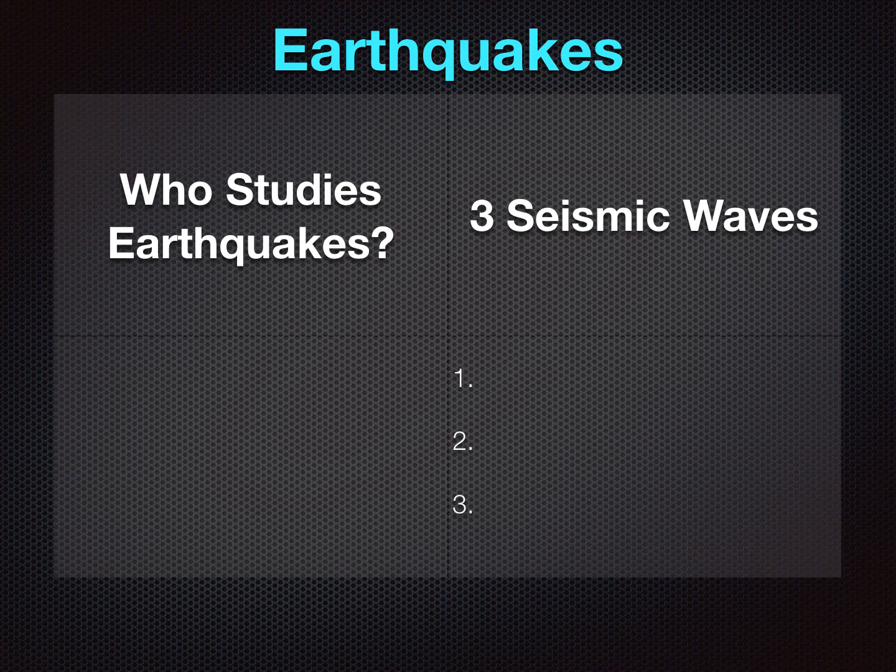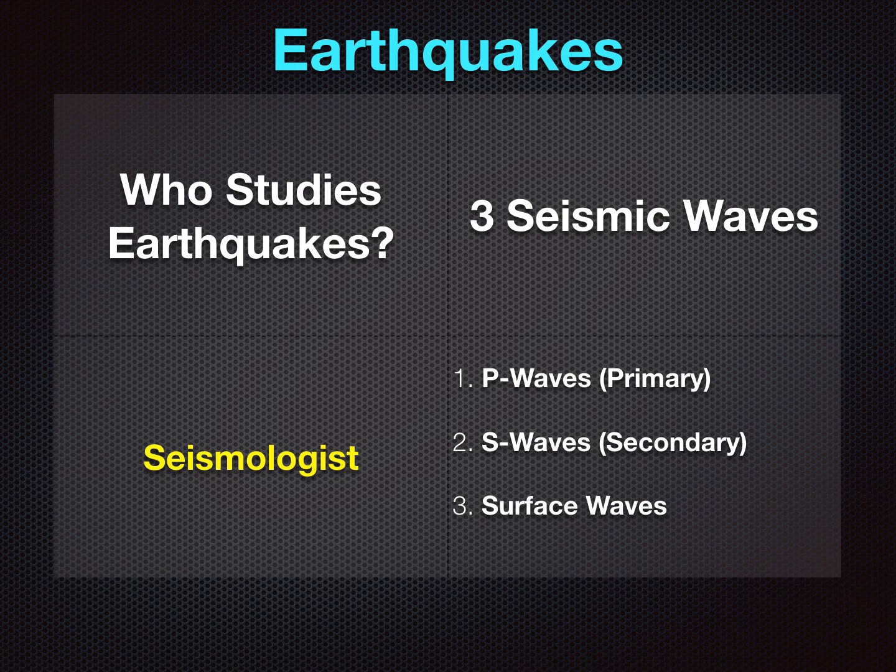Earthquakes is next. The chart you'll have to make is you have to understand who studies earthquakes, and then you have to study the three different types of seismic waves that will come from them. So the first one is the scientist who studies earthquakes is called a seismologist. He's obviously a seismologist because he's studying seismic waves, which are measured on a seismograph. And there's three different types of seismic waves. You have P waves, S waves, and surface waves. P stands for primary, S stands for secondary, and then surface waves. We will talk more about earthquakes as the unit goes on.